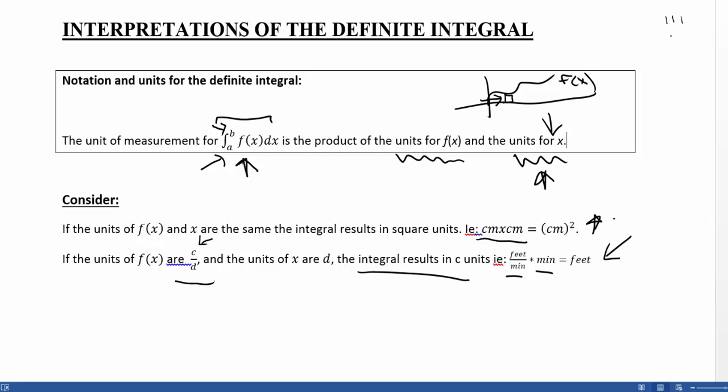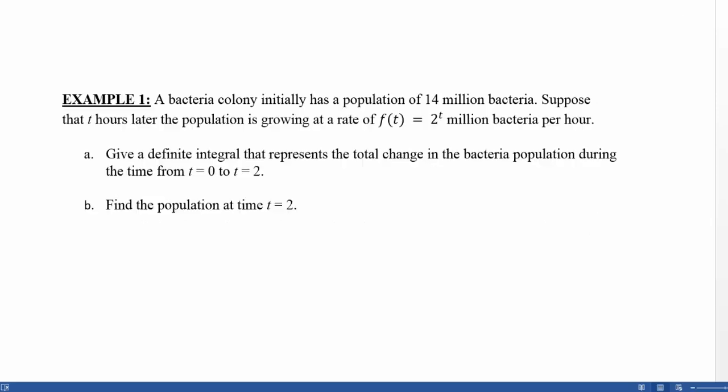So let's look at some problems and start practicing with our units, and also trying to reason through some information we may have about the function itself. Example 1. A bacteria colony initially has a population of 14 million bacteria. Suppose that t hours later, the population is growing at a rate of f of t equals 2 to the t million bacteria per hour.